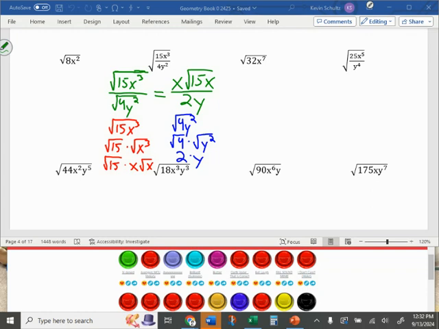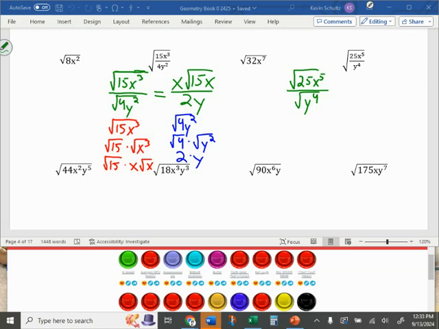The last fraction over there. Again, we're going to split this up. We've got the root of 25x to the 5th over the root of y to the 4th. Kind of simple. What do you think? I think it's 5x to the 3rd times the square root of x over y squared.